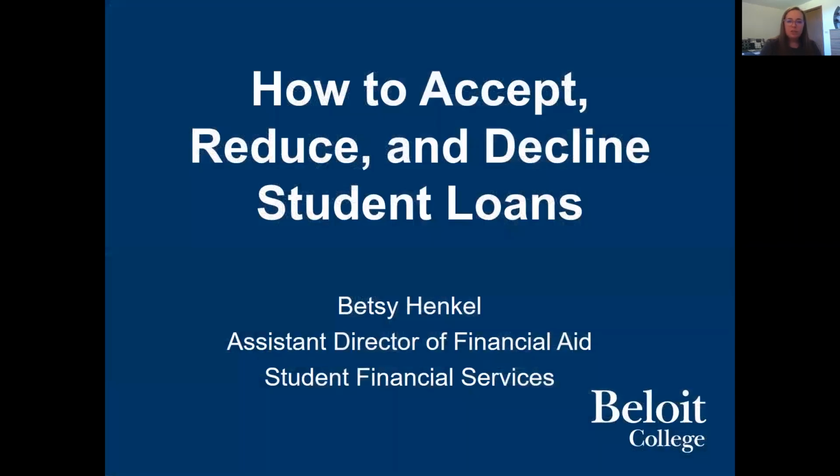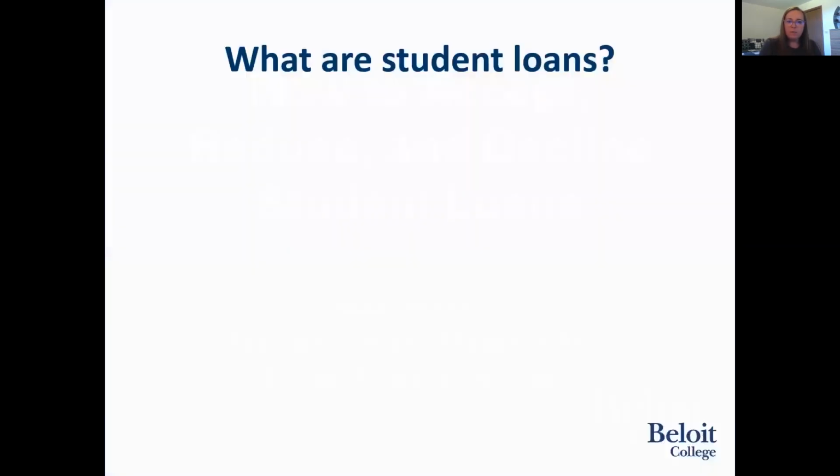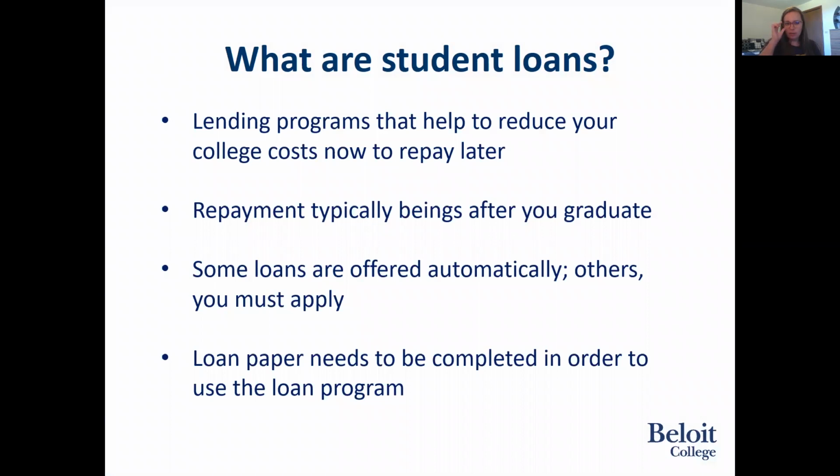So let's just jump right into it. Let's talk a little bit about what student loans are first, and we're going to talk about where you can find them on your financial aid offer, and then what you need to do to accept, decline, or reduce them. So first, student loans are lending programs that help you reduce your costs now, and then you repay later. Repayment typically begins after you graduate. The reason why I say typically is because it depends on the type of loan that you take. But I'll break all that down as I go through the different types.